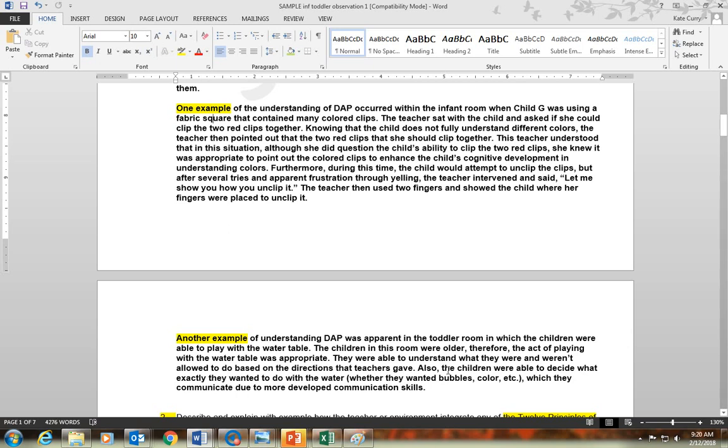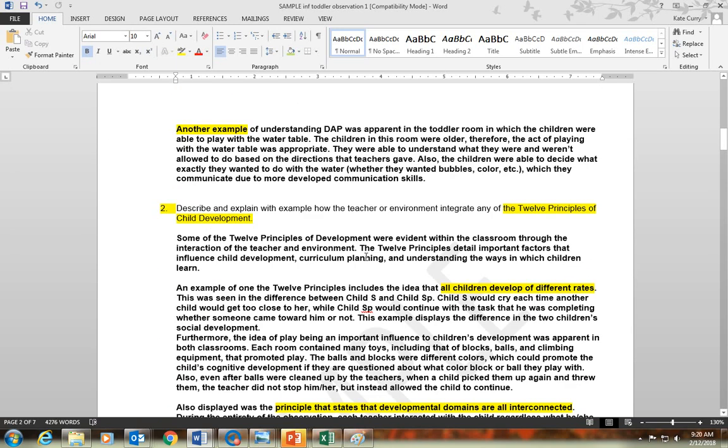You can see here their answers are in bold. That's not necessary. You might fix that when you do your own examples, but you can get an idea here of examples that they use to indicate developmentally appropriate practice. And then following through, now just keep in mind that observations have been updated a little bit, so the questions here might be slightly different than the one you're working on just because we've updated, but in general they're the same. And here students are talking about the 12 principles of development. You do not need to talk about all 12, but you should give examples of a few.